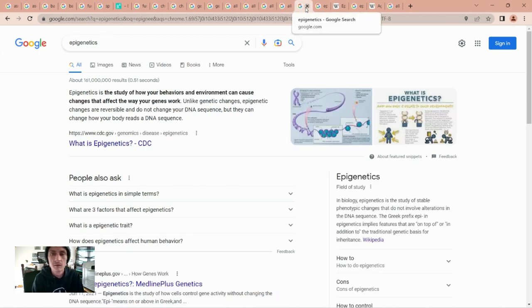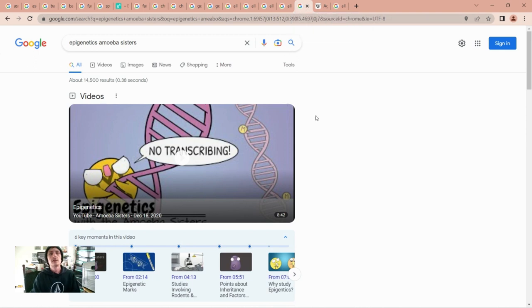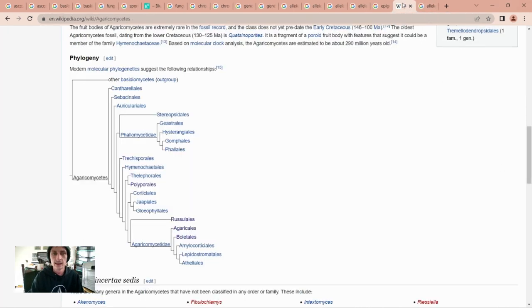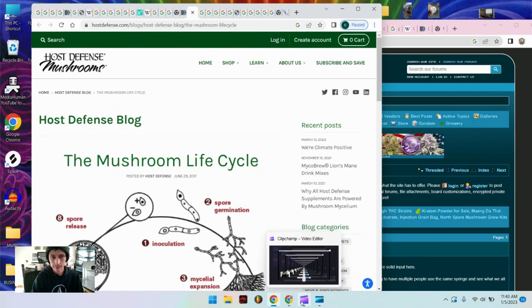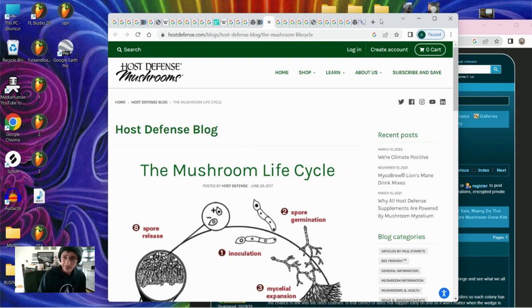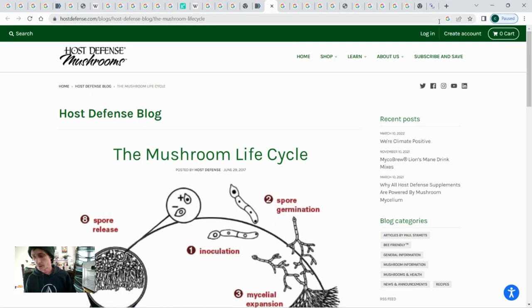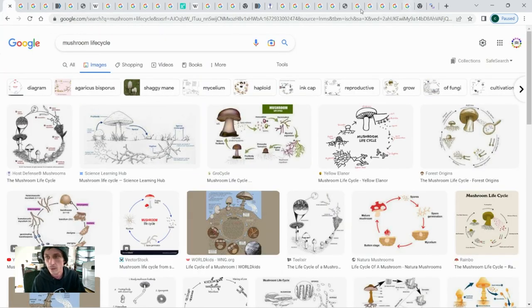And then again, that can also get you into epigenetics. I would suggest watching the Amoeba Sisters video on epigenetics. So all of that taxonomic, biological, and genetic information was really only meant to be a rough pass. That's going to help us understand more about the mushroom life cycle, and we're going to try to run through that just as quickly. This stuff might be a little more familiar.